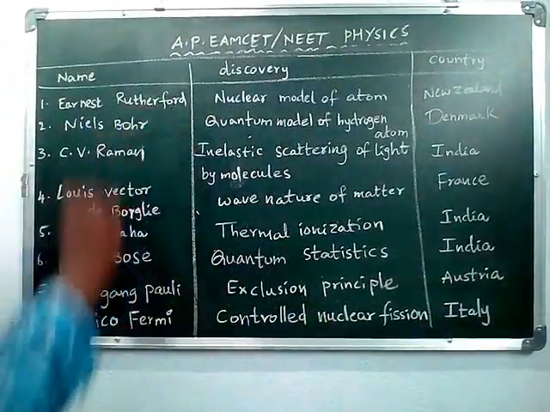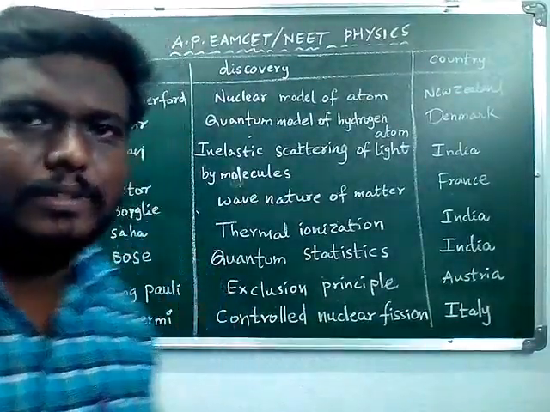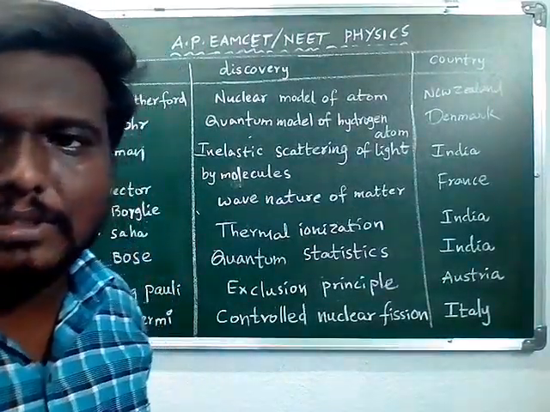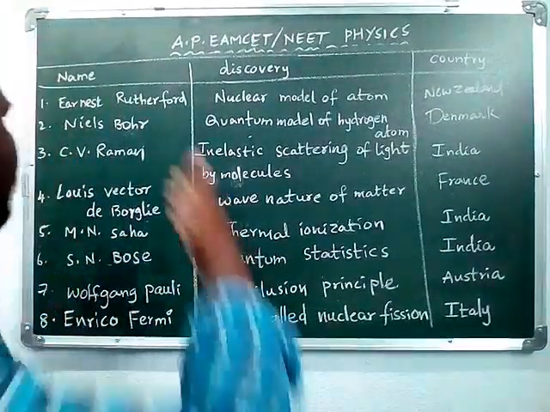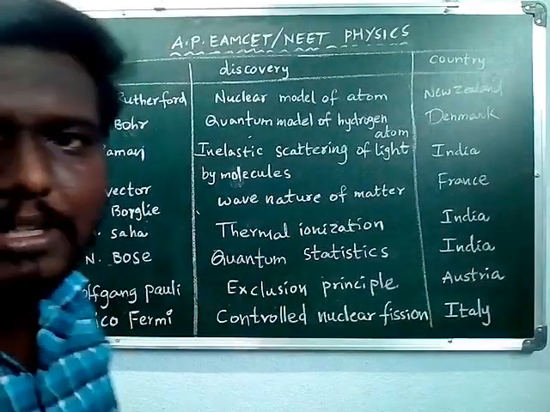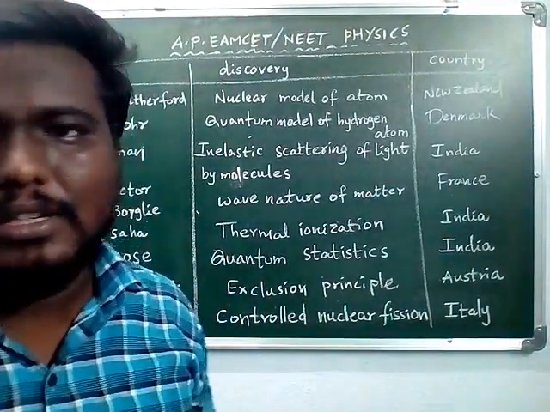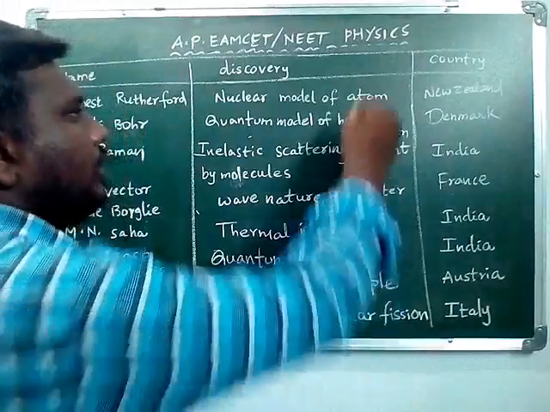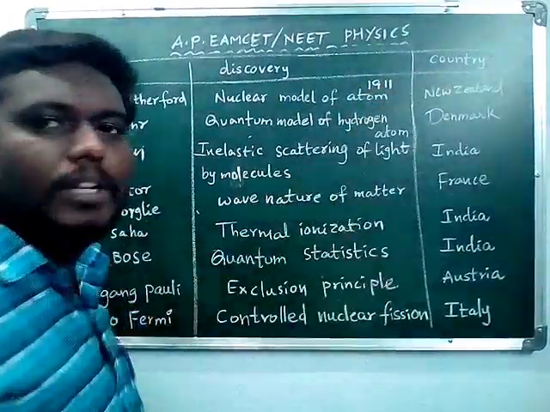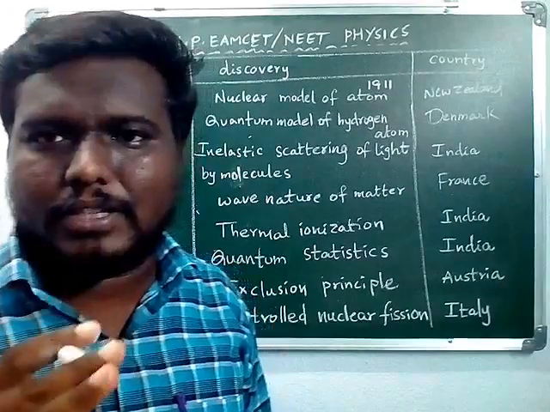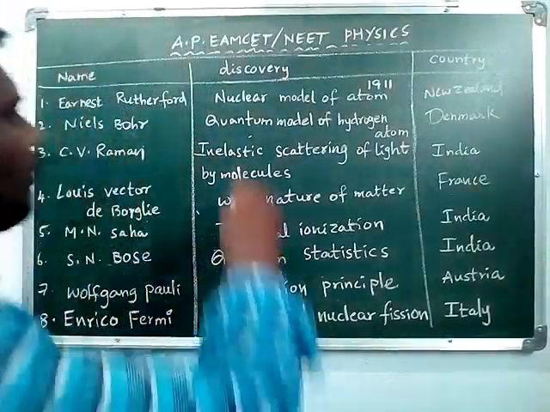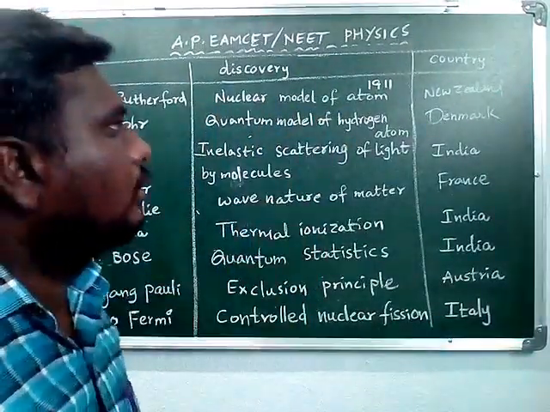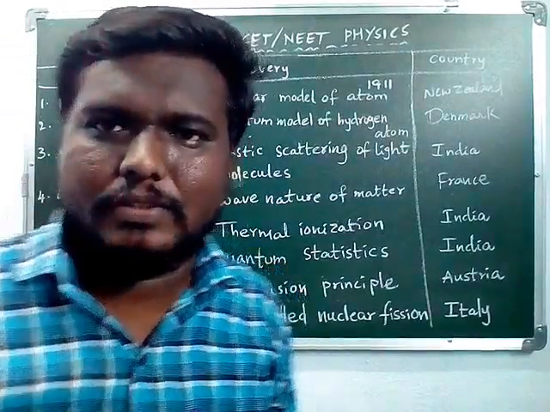Ernest Rutherford. The scientist name is Ernest Rutherford. He discovered the nuclear model of atom. J.J. Thomson's atom model was the first, and the second atom model is Ernest Rutherford's atom model. Rutherford discovered the nucleus in 1911 by the alpha ray scattering experiment. He discovered the nucleus in an atom, so that is why it is called the nuclear model of atom.